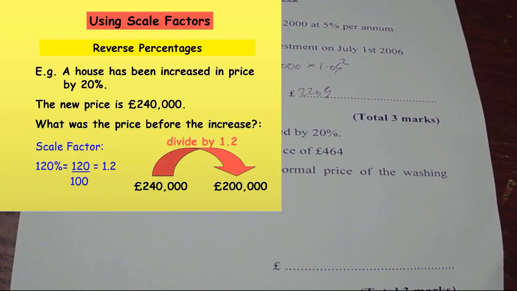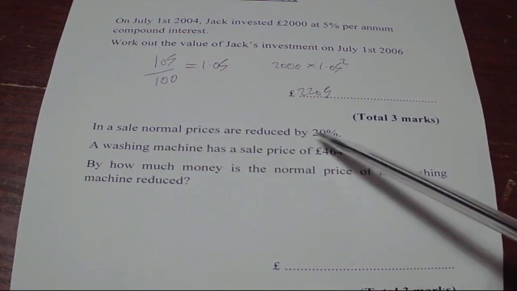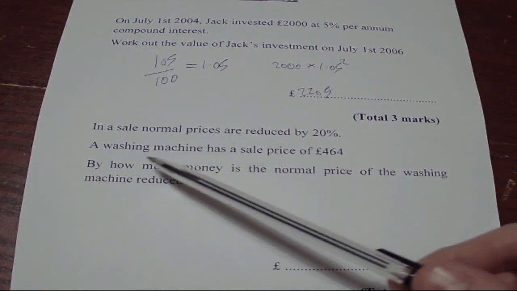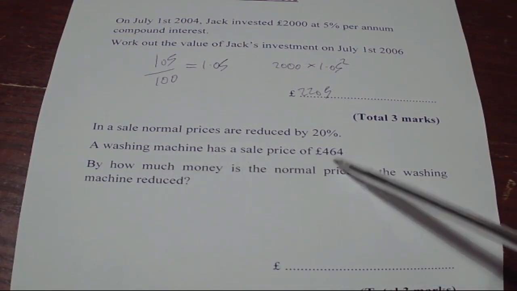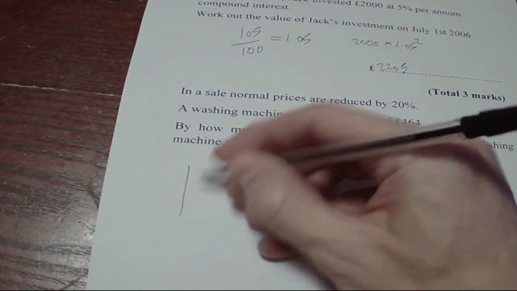Just in case you forgot, here's the one I introduced earlier, talking about a house price being increased. What was the price before the increase? So we were dividing by a scale factor in this question. Here we've got a sale and the normal prices are reduced by 20%. The washing machine has a sale price of £464. Now I can represent this using a diagram. So here's my diagram.